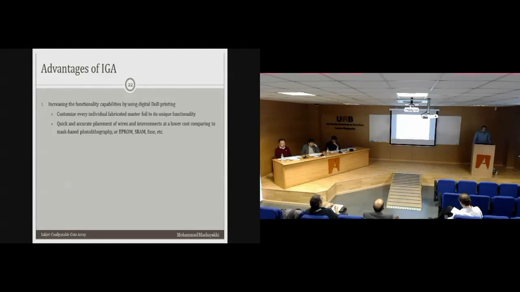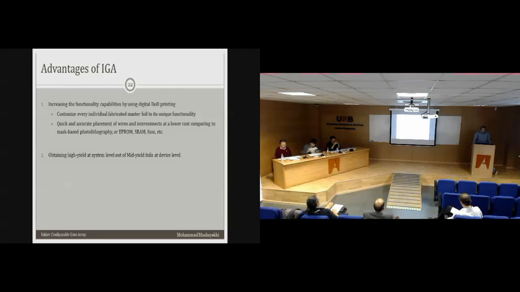First of all, it increases the functionality capabilities by using drop-on-demand printing. You can customize every individual fabricated master foil to its unique functionality, and it also allows the quick and accurate placement of wires and metallizations at lower cost compared to photolithography masks or EPROM or SRAM, fuse, flash, and whatever.